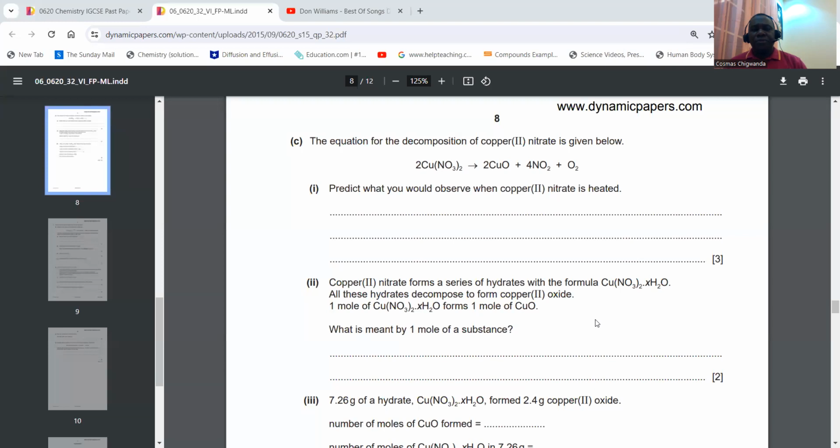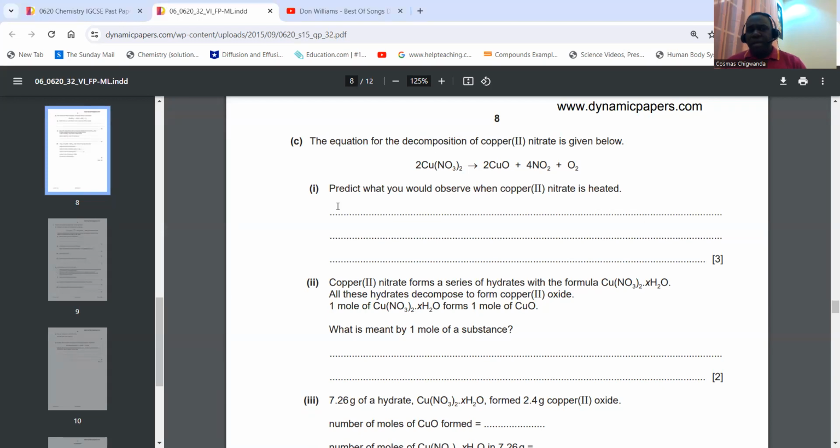All right, so this was the question. It was talking about the equation for the decomposition of copper 2 nitrate, given below. So we have our equation there. And then C part 1 was reading, predict what you would observe when copper 2 nitrate is heated. So there's thermal decomposition of this salt, which is becoming copper oxide. So copper 2 nitrate is decomposing to copper 2 oxide. And then there's also nitrogen dioxide produced and oxygen produced. Okay, so we want to predict what we observe here.